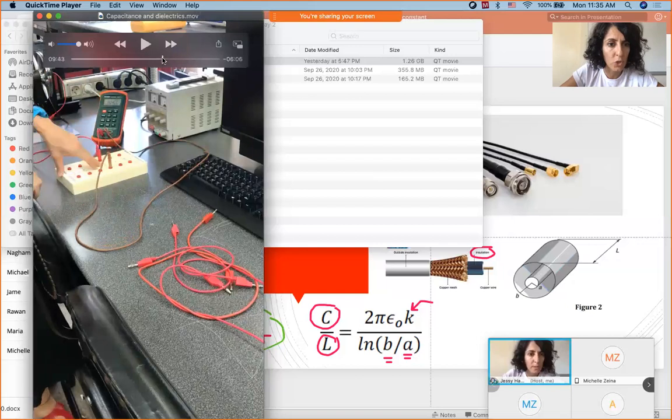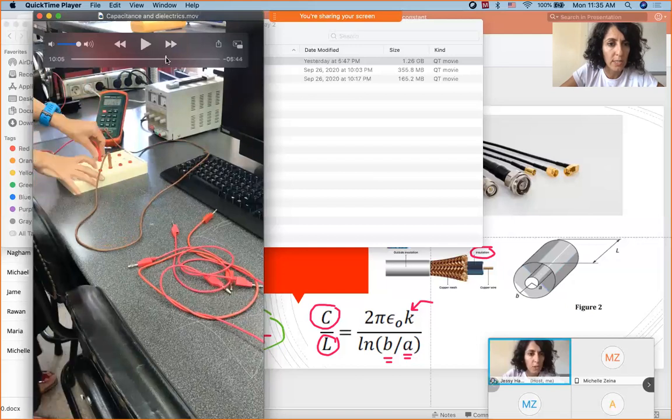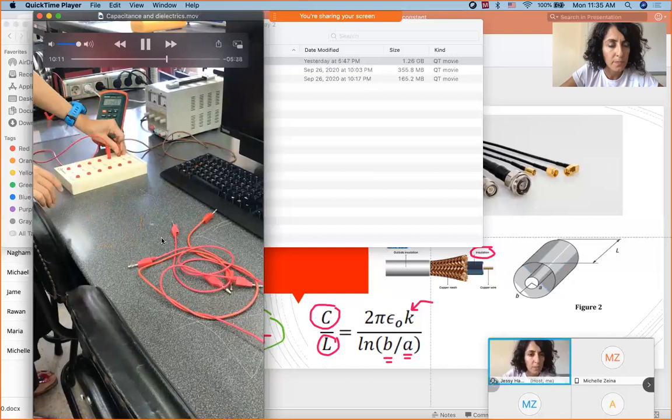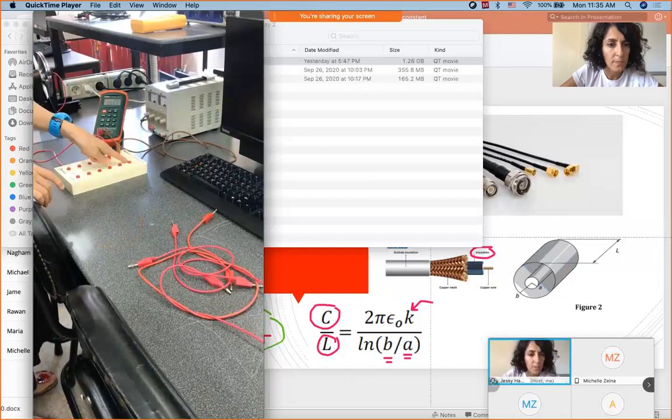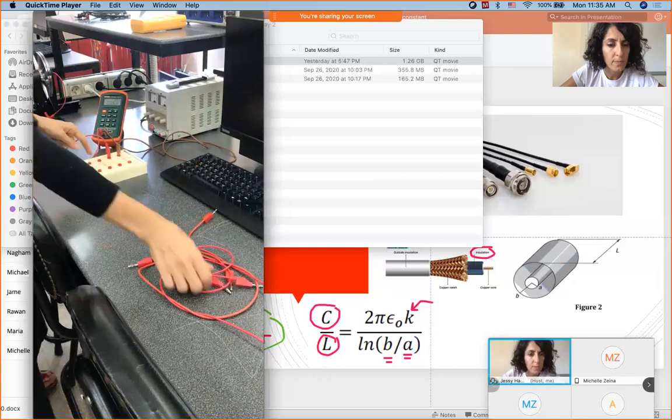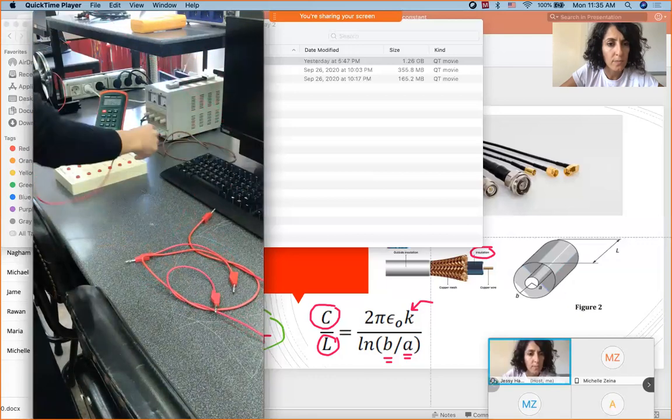Okay, now let me show you how to do a series connection. As such, I will have a wire going through the capacitor, then I need to connect these two together. Let me try to do so.